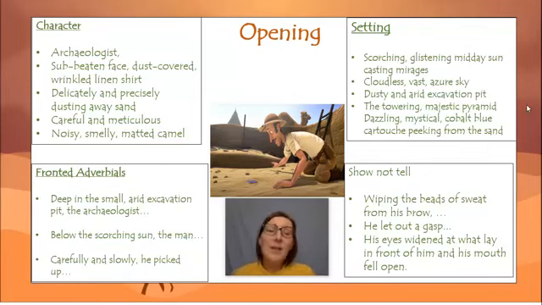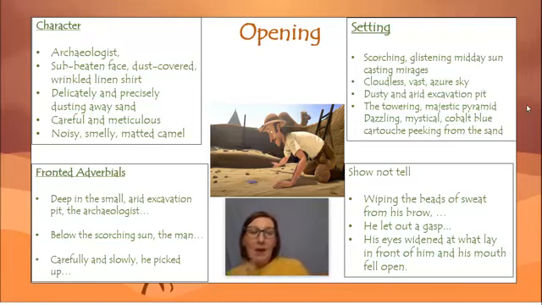Okay. Now, some of the fronted adverbials that we're going to use for the opening potentially could be: deep in the small arid excavation pit, the archaeologist, and then you can finish your sentence. Below the scorching sun, the man. Carefully and slowly he picked up. So this part here is how I'm going to start my opening.